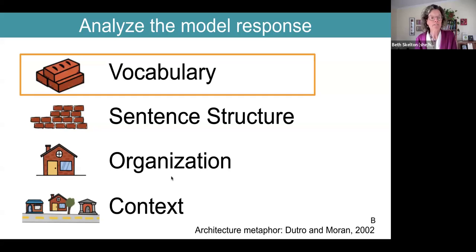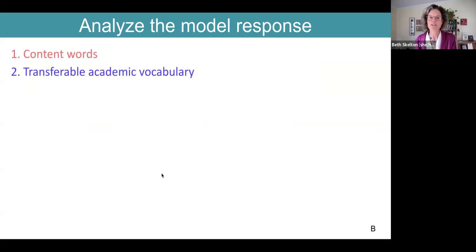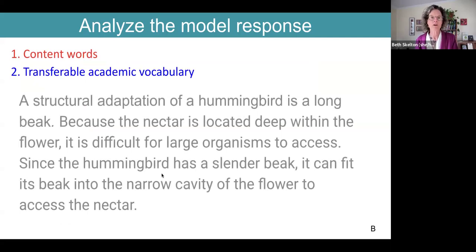And then you're going to look at the vocab in it. What we're going to do is guide you through how we analyze that model response for a 6th grade class that was doing structural and behavioral adaptations. And the first thing is to look at the vocab. So Todd, if you move on to the slide, we're going to just play with the one on the screen because here we have everyone.